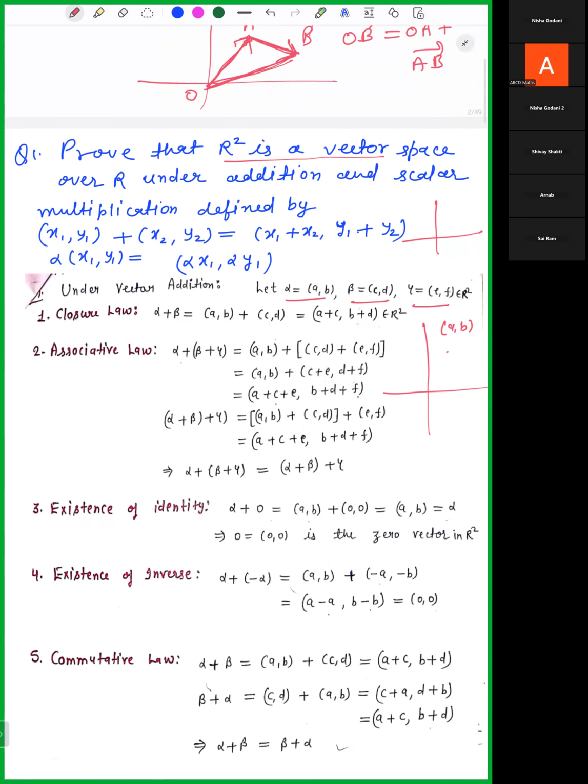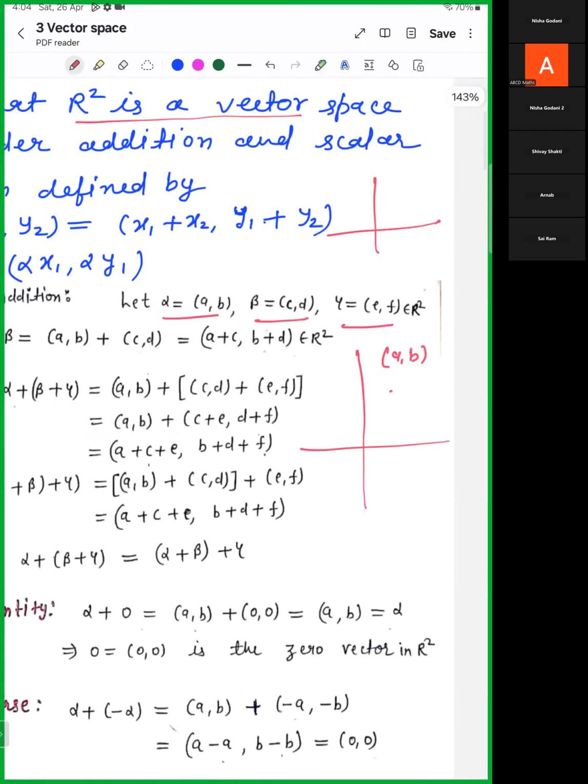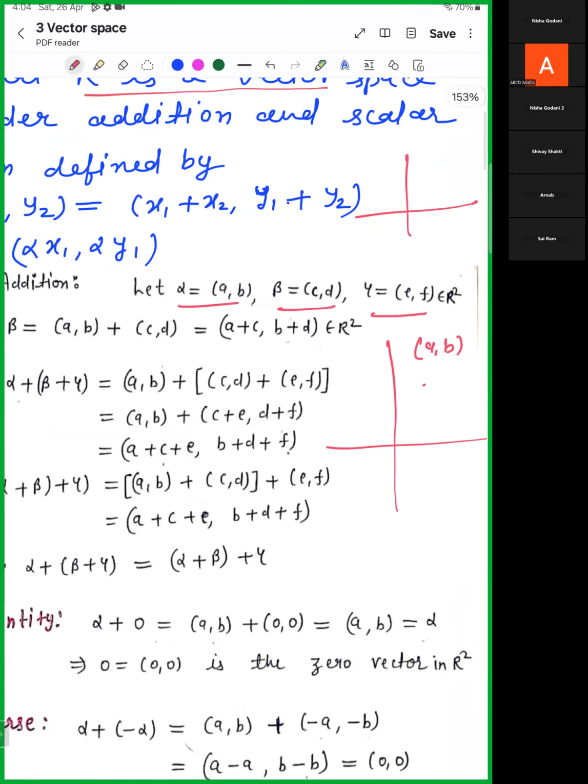Is it okay? Is it visible? I have taken these three.